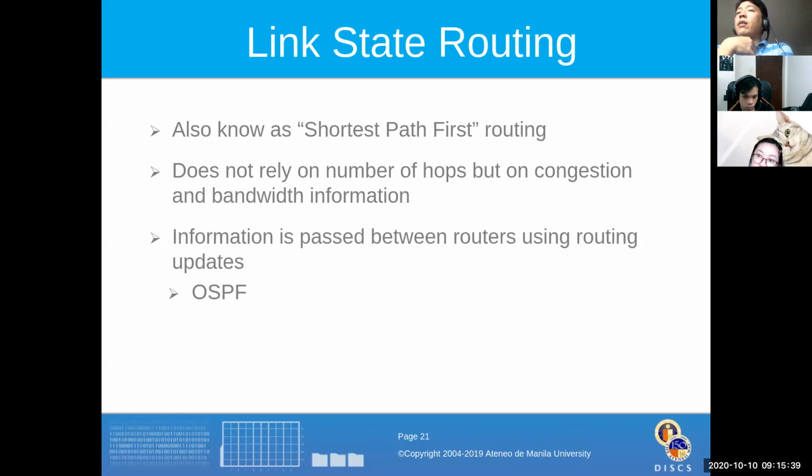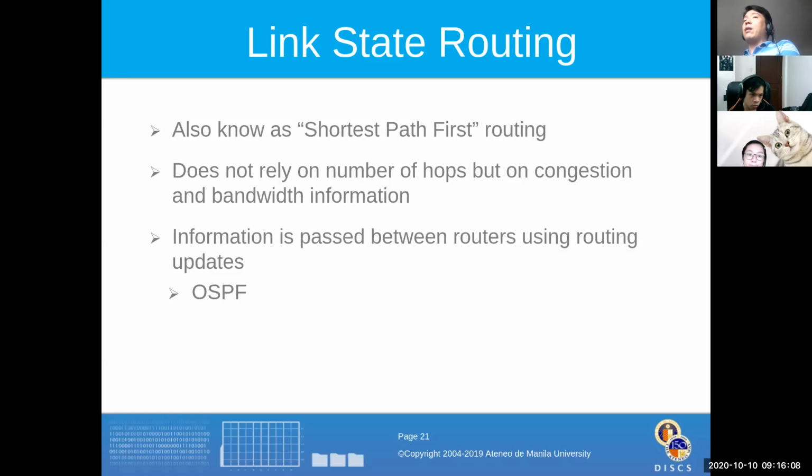Now, in link state routing, it takes advantage of information such as congestion and bandwidth. So it actually keeps and exchanges information on congestion so that it can avoid congested networks. Link state routing is actually the most popular type of interior routing protocol used by major networks because it's intelligent enough to actually know that a path is congested. While distance vector only looks at the number of hops, it doesn't care about congestion.